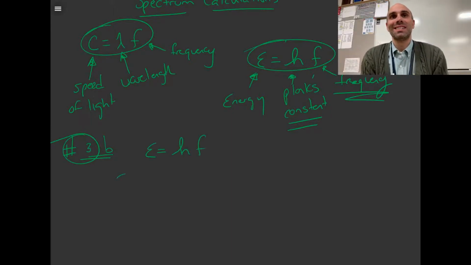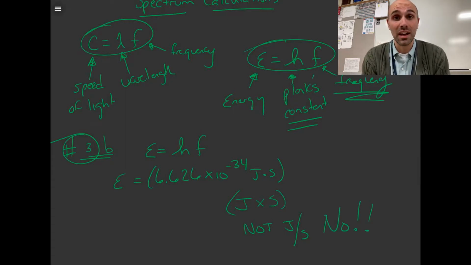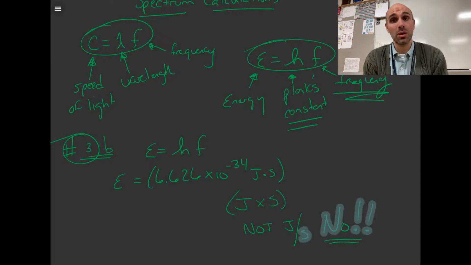All right, 3b, E equals hf, that's the equation that we're using. It's a pretty straightforward equation. It's just multiplication or division, same as the one before. Energy equals, we were given Planck's constant, it's always 6.626 times 10 to the -34th joules seconds. Very important to understand that it is joules times seconds. It is not joules divided by seconds, no way. It is not joules per seconds. It is joules times seconds. Very important to remember that.